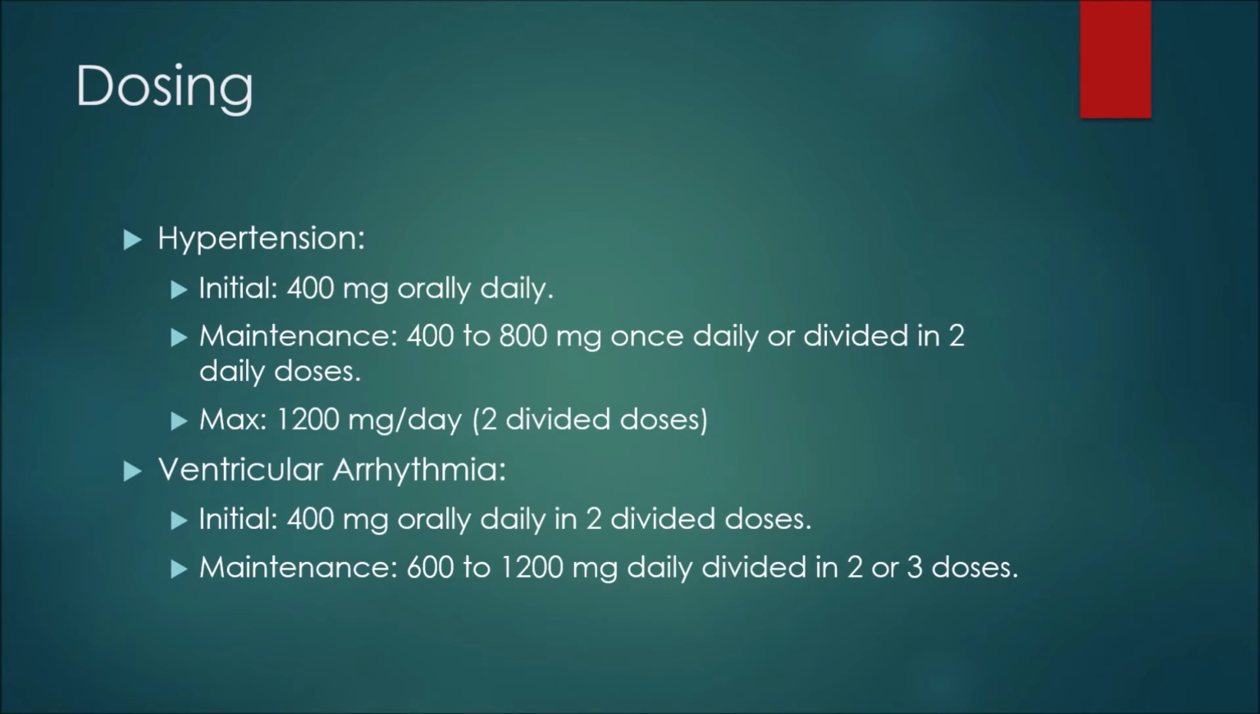in 2 divided doses. In ventricular arrhythmia, the initial dose would be 400 milligrams orally daily in 2 divided doses, and the maintenance dose would be 600 to 1200 milligrams daily in 2 or 3 divided doses.